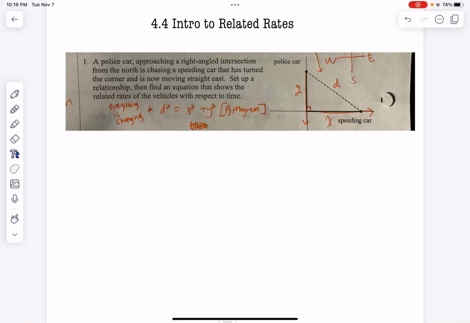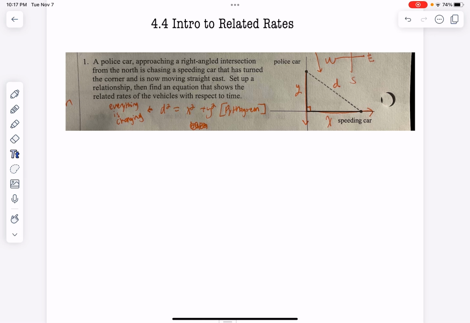Alrighty, guys, we're on 4.4, Intro to Related Rates. The thing with related rates to understand, which I kind of got into in 4.3, is that many variables have some kind of relationship. They're all related to each other in one way or another. There isn't really notes for this, but through these problems, we're going to see how we can find different ways to relate certain variables and numbers to each other.